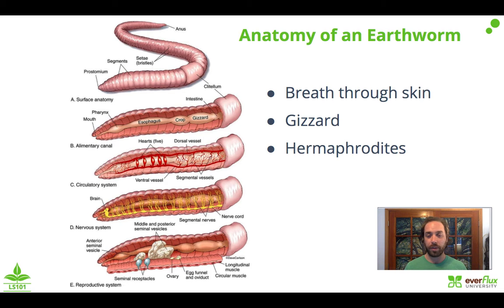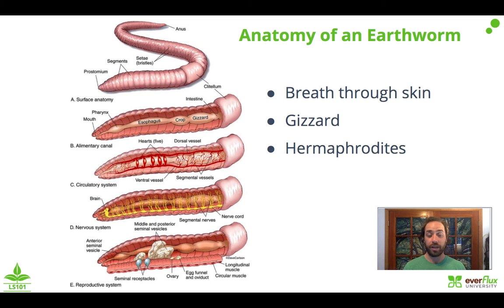Another interesting aspect of earthworms is that they have what's called a gizzard. You might have heard of this in the context of birds like turkeys. A gizzard is an organ that has little rocks or little hard materials in it that help the creature to break down harder materials, kind of crush them up, essentially.